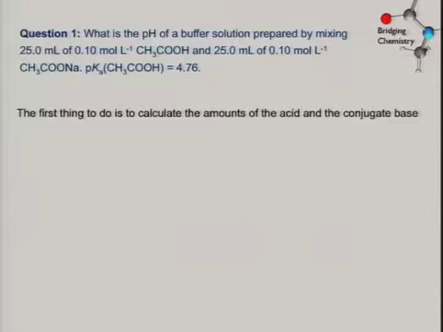Okay, so the first thing to do is to calculate the amounts of the acid and the conjugate base. Do we not just go by the concentration? No. Why? Anyone? Why would we not just use those concentrations? Because they'll be wrong, right? Because when you mix those solutions together, those concentrations will change. Will they just halve? Well, they will just halve, but you have to be onto it to do that.